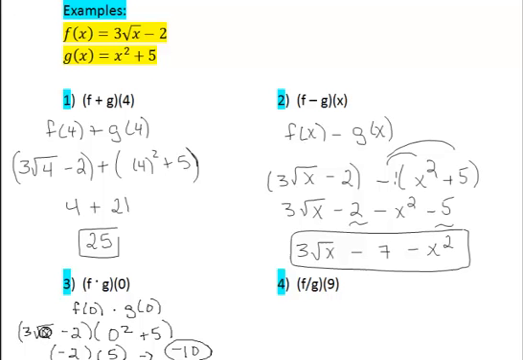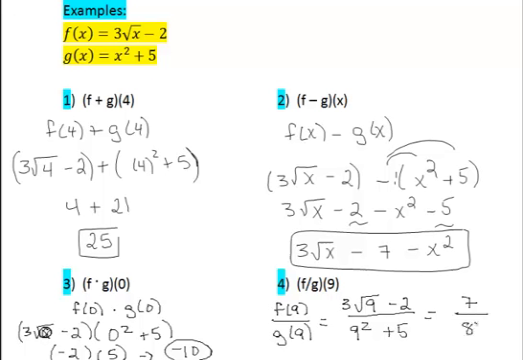Now how about division? We're going to divide f of 9 by g of 9. So we have f of 9 divided by g of 9. F of 9 is 3 square root of 9 minus 2. G of 9 is 9 squared plus 5. Square root of 9 is 3. 3 times 3 is 9. And 9 minus 2 is 7. 9 squared is 81. And 81 plus 5 is 86.